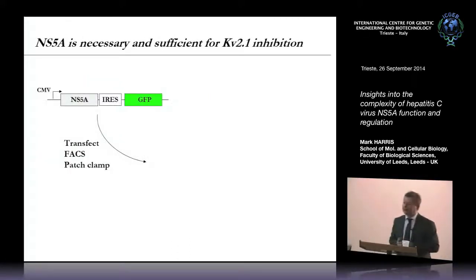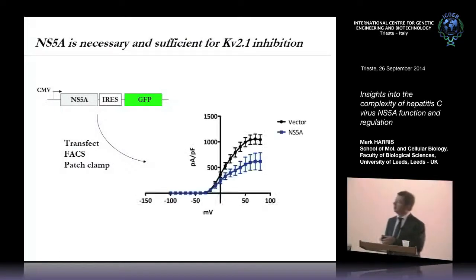More recently, we've gone on to look at this in a little bit more detail. Clearly, what we've done so far is to look in replicon cells or in virus-infected cells, and the implication is that NS5A is important. But is NS5A necessary and sufficient? Well, we've answered that question by transfecting cells with NS5A expression constructs where NS5A is separated from GFP by an IRES. You can transfect cells with those, FACS sort for the GFP cells, and then patch clamp those cells, which you know are just expressing NS5A. Under those circumstances, we can see that, again, there's a reduction in the levels of Kv2.1 activity compared to vector cells. So clearly, NS5A is necessary and sufficient for Kv2.1 inhibition. You don't need to have the rest of the virus present.